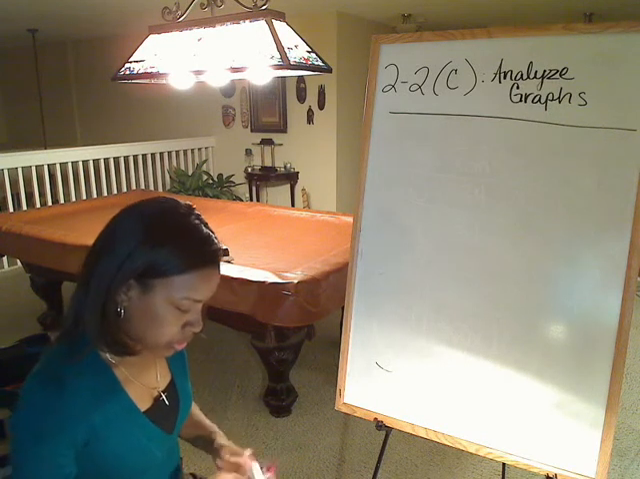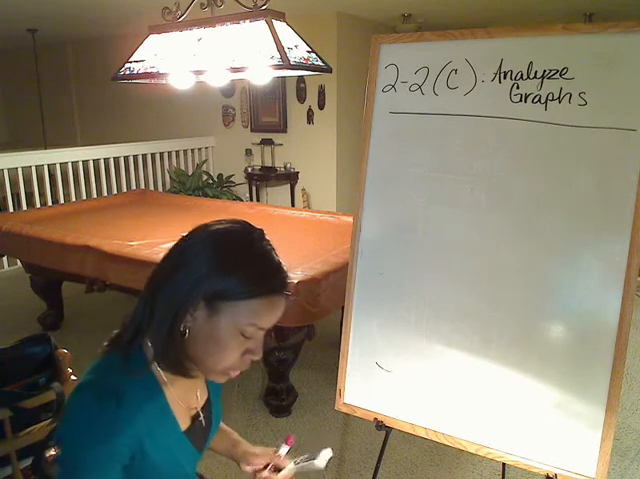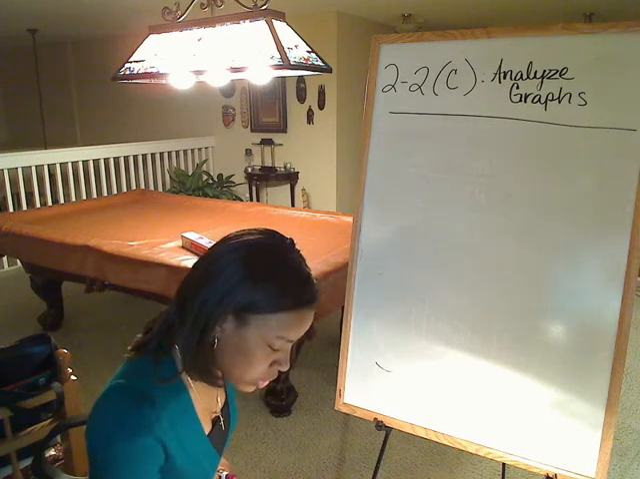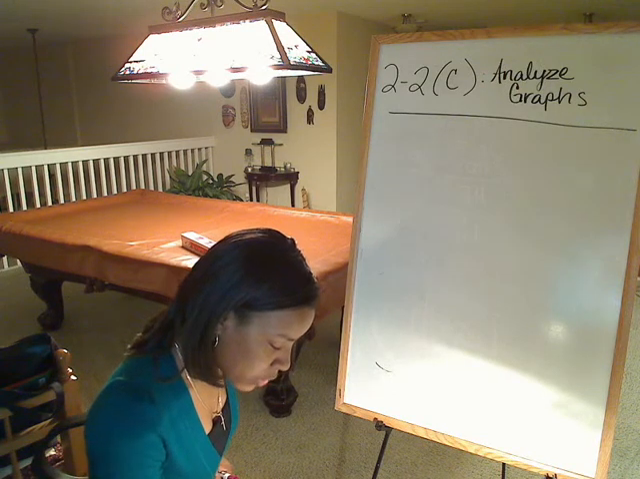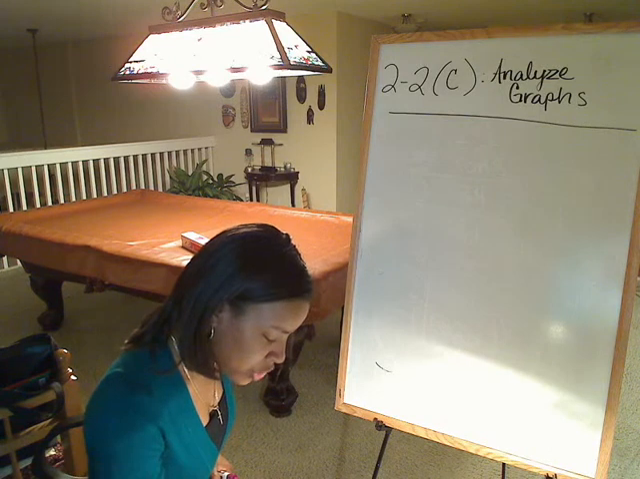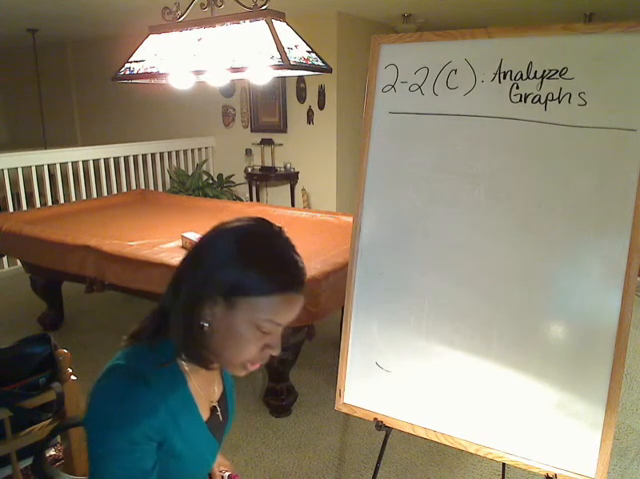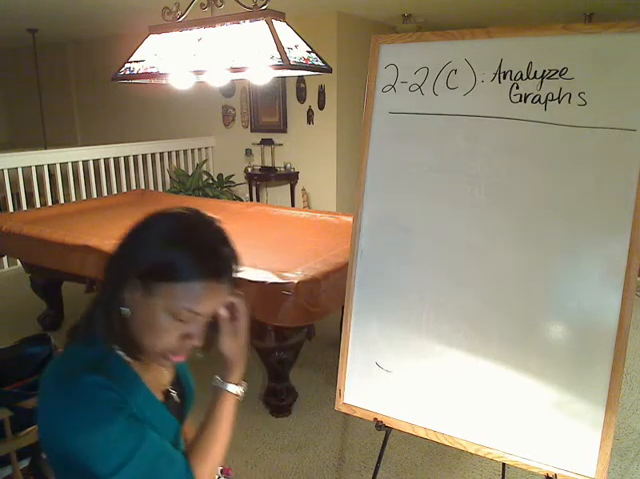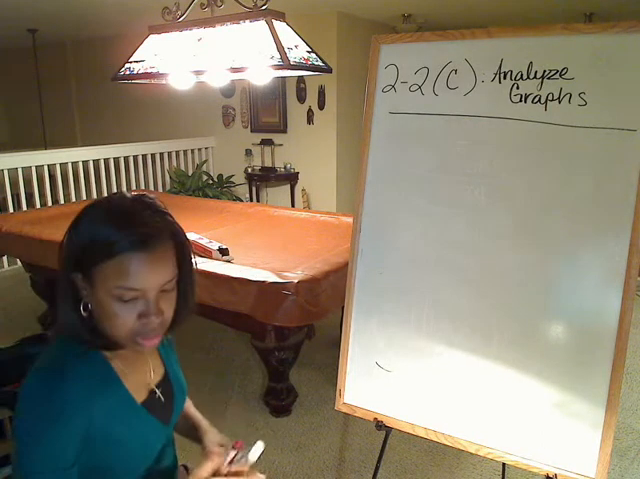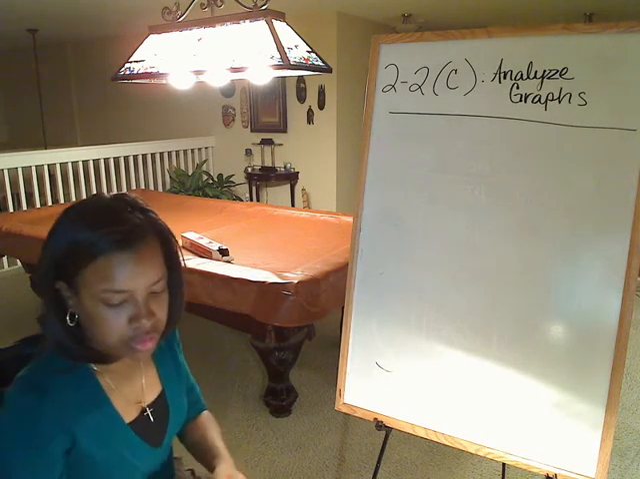Okay, let's do number two. Number two says that the title is called Digging Holes, and the x-axis represents the hours, the time digging, and the y-axis represents the depth or the inches, how far in the ground they're digging. So you have some ordered pairs there. Let's go ahead and do our first step, which is to make a table. Let's do that first.